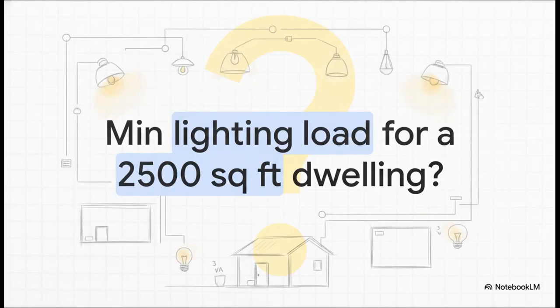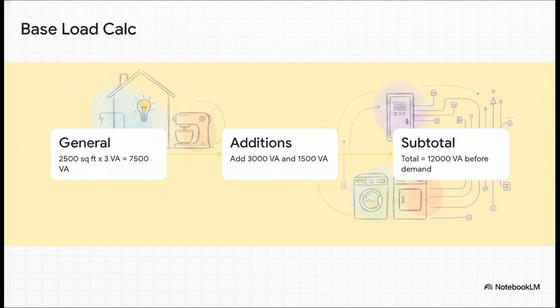So let's frame this as the ultimate test question. Try to combine the 3VA rule and those mandatory circuits we just discussed to find the total minimum lighting load for a 2500 square foot home. Any guesses? Let's break down the math clearly.